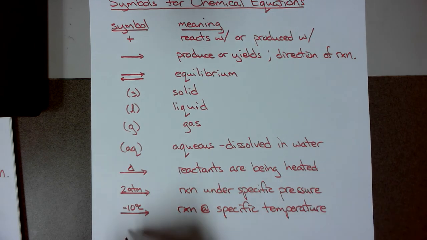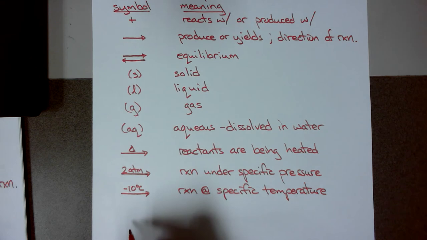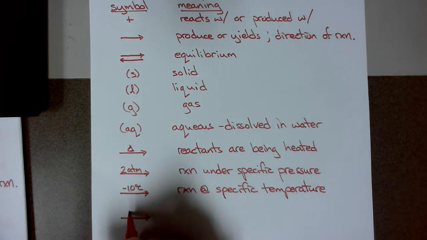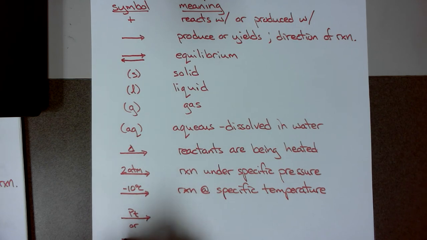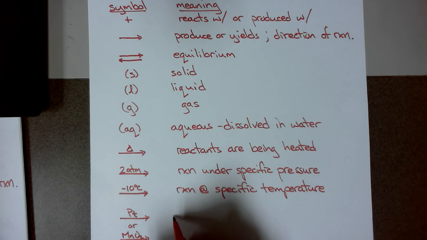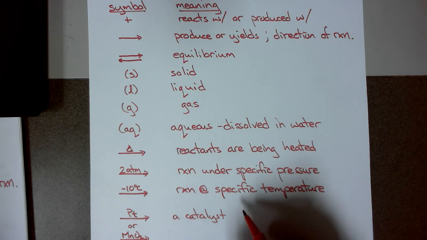And then the last one we'll address is a catalyst. So if you have something written over the arrow, like Pt, or maybe MnO2, these are catalysts. And so a catalyst is a substance that makes a reaction occur faster.